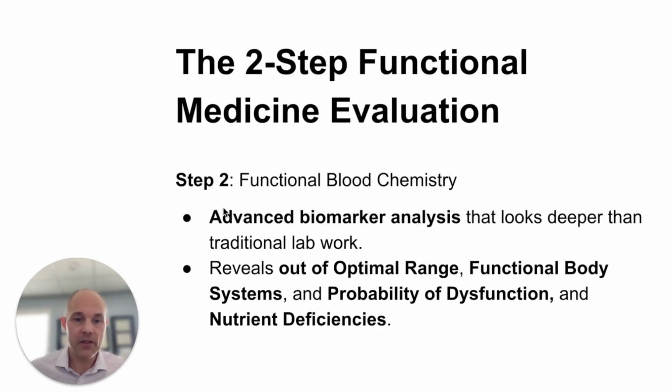And that leads us then to our second step here, which is the functional blood chemistry, where we get the same blood as anybody else. It's just that we're going to evaluate this in an advanced way. So we're going to look at the biomarkers in a different way, in a deeper way than traditional lab work. And what we're going to look at is out-of-functional-range markers.